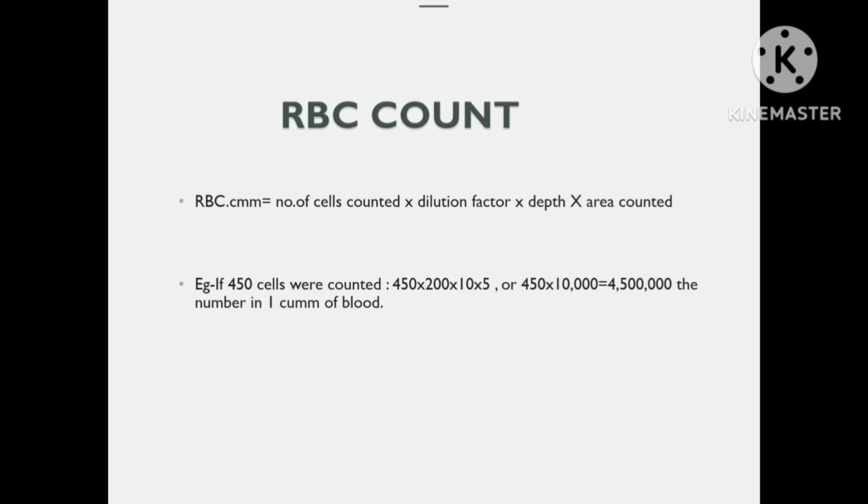The next is how the RBC count is done. As I said, it depends on the number of cells counted and the dilution factor. In our case, the dilution factor is 1:200. For example, this is the number of RBC cells, and this is the dilution factor, 200, along with the depth of the Neubauer's chamber and the number of areas counted. This will give the total number of RBCs.